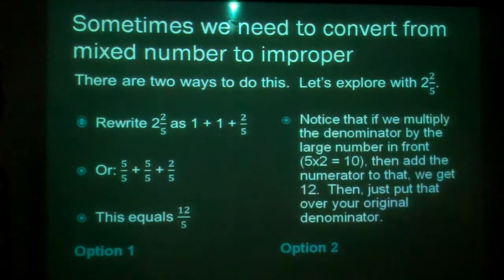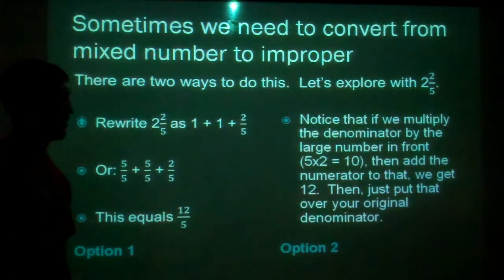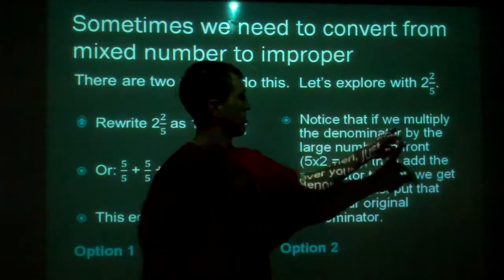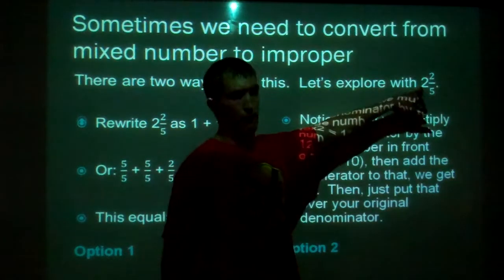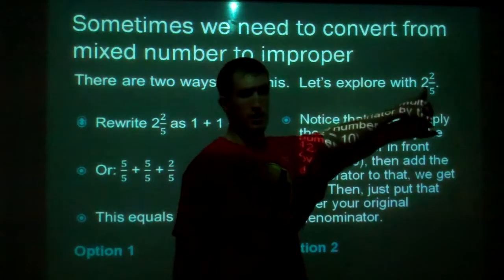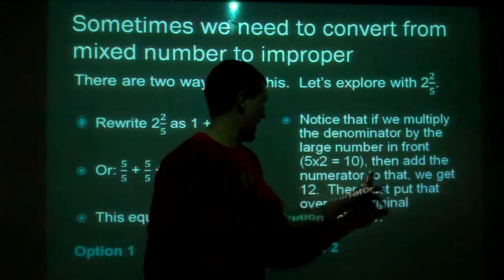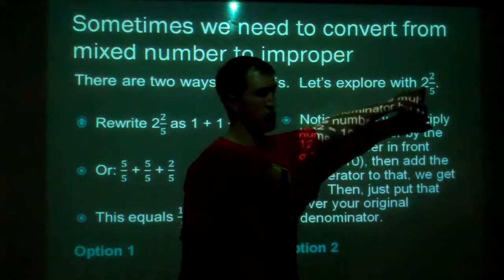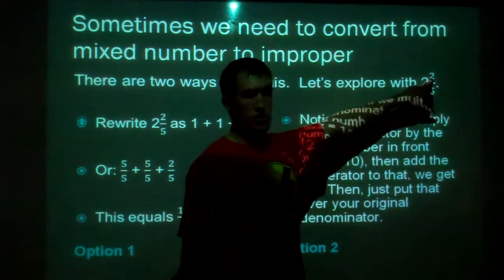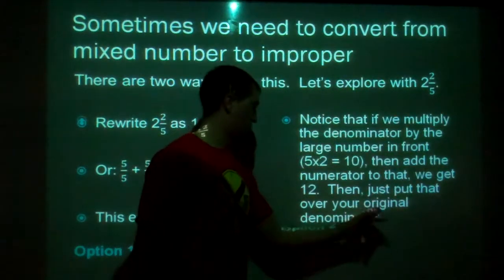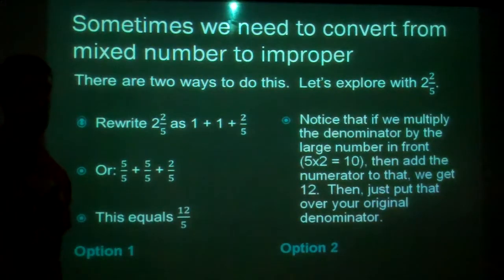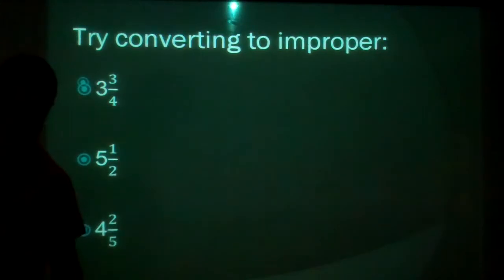Now, option 2, that's what students like to do a little bit more because it's a little easier. If we multiply the denominator by the large number, so the bottom number by the one up front, we get 5 times 2 is 10. And then we add the numerator to that, we would get 12. So 5 times 2 is 10, plus 2 is 12, and we just put that over your original denominator, you will get 12/5. That's the one that students like to do.